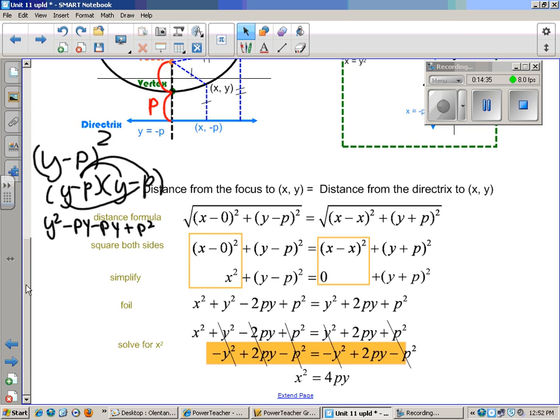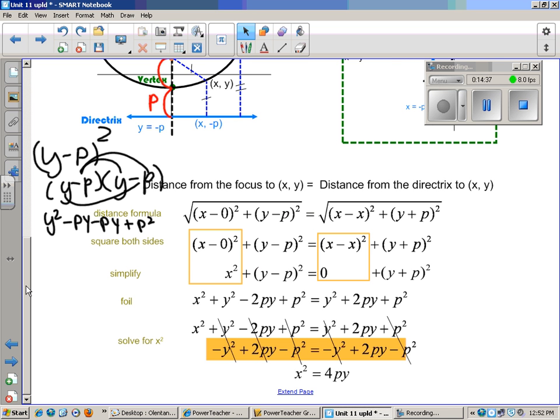All right, then I solve for x squared. Just like in algebra, I just want x squared by itself. So I'm going to subtract y squared, add 2py, subtract p squared, right? And whatever I do to this side of the equation, I have to do to that side of the equation. So I subtracted y squared, added 2py, subtracted p squared. Okay? And when I do that, it cancels out a whole bunch of stuff. These all three get canceled. That's why I did it. But over here, these two get canceled, which leaves me with x squared equals 4py.